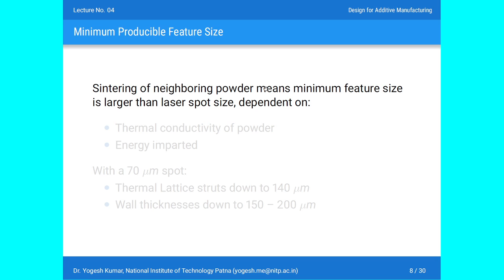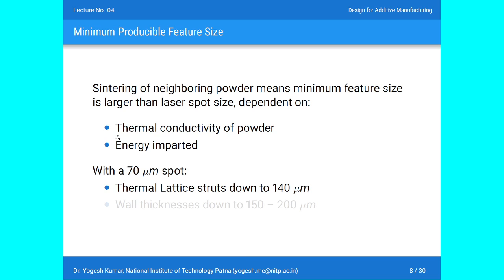The most popular technology when we are talking about metal additive manufacturing is sintering. So in sintering, what happens? Sintering of neighboring powder means that the minimum feature size is larger than your laser spot size, and it is dependent on the thermal conductivity of the powder and the energy imparted on your powder.